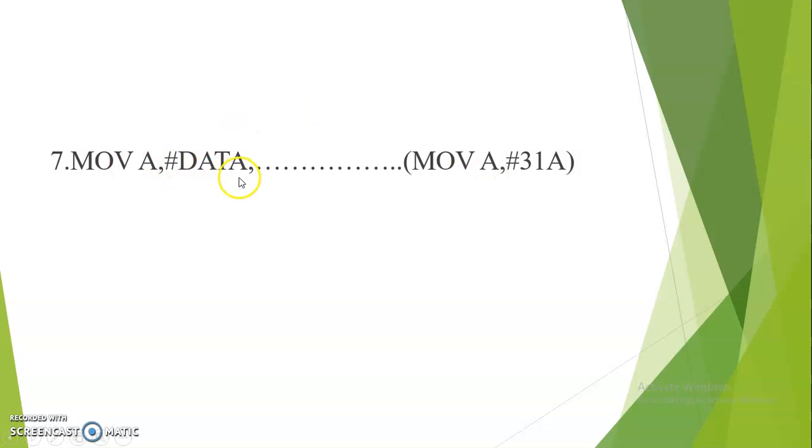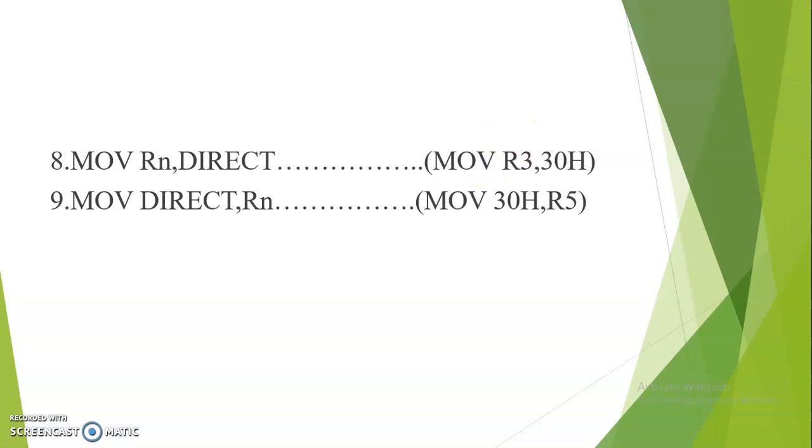So what will this do? Whenever a hash is written and a value follows it, it means it is an immediate value. So this instruction will copy the immediate data to the accumulator. It will actually copy 31H; there should be an H. 31H will be copied to the accumulator.